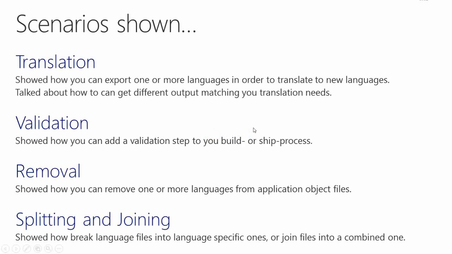So this basically concludes my presentation on the captions and language file tools part of the application merge utilities. I showed you how you can use this to export stuff to send for translation, and how to import it again, how to validate that you didn't miss any in the process, and also showed the commands that you can use for the removal, splitting, and joining.